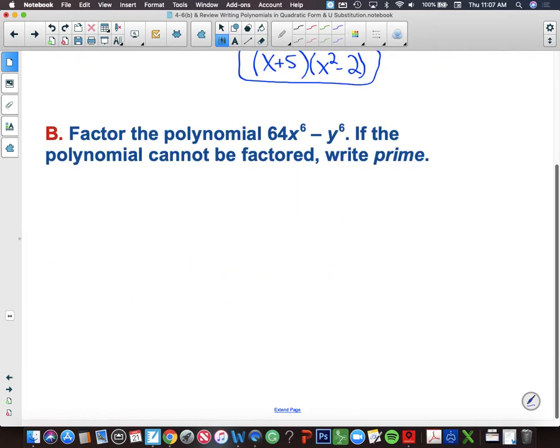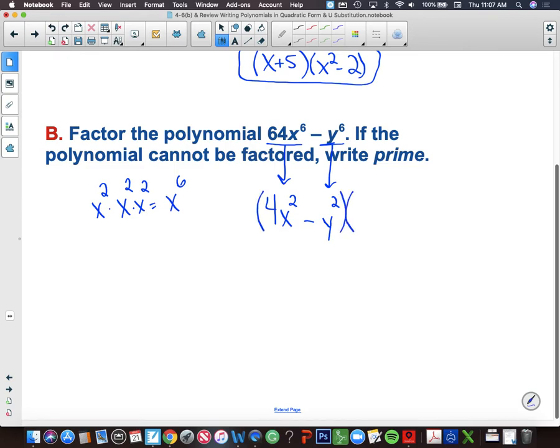All right, cubes patterns. We got to look at each number and figure out what our A and our B are going to be. So 64x to the 6th: what times itself 3 times gets me a 64? That's a 4. What times itself 3 times gets me x to the 6th? That's x squared, right? Because x squared times x squared times x squared, that's x to the 6th. So that's how we can figure that one out. So if that's an x squared here for my pattern, this one's going to be a y squared for my pattern. So it'd be subtracting, and then we apply the rest of the pattern here.